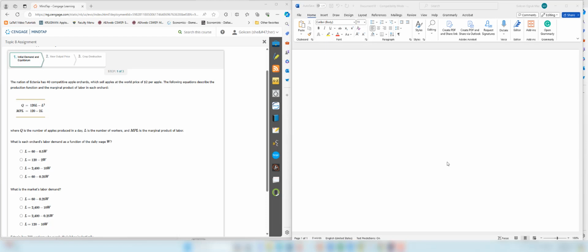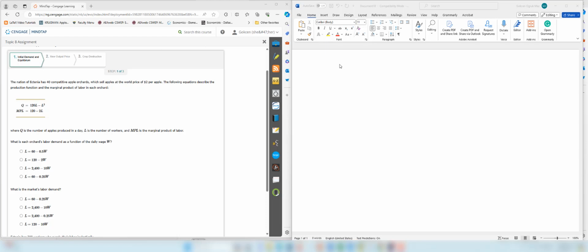So here we have the production function and marginal product of labor, where Q is the number of apples produced in a day and L is the number of workers and MPL is the marginal product of labor. What is each orchard's labor demand as a function of the daily wage W?